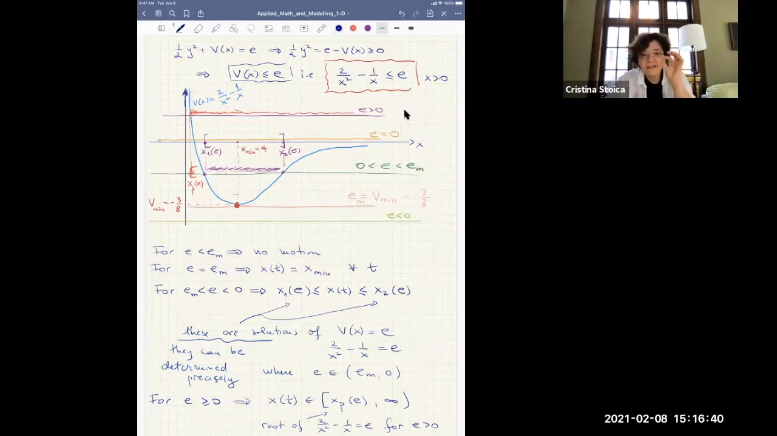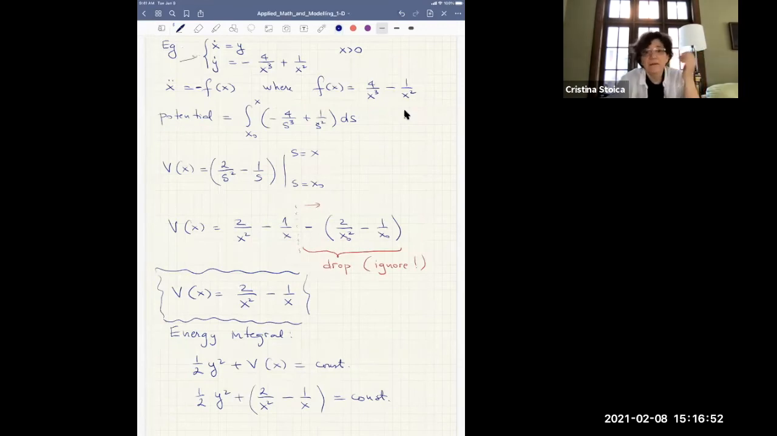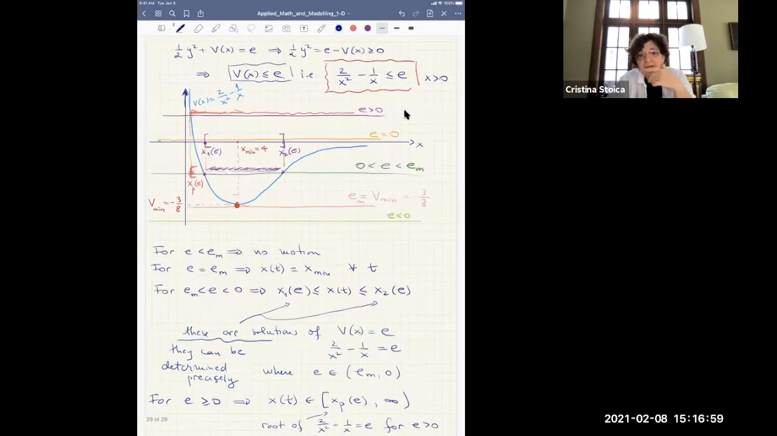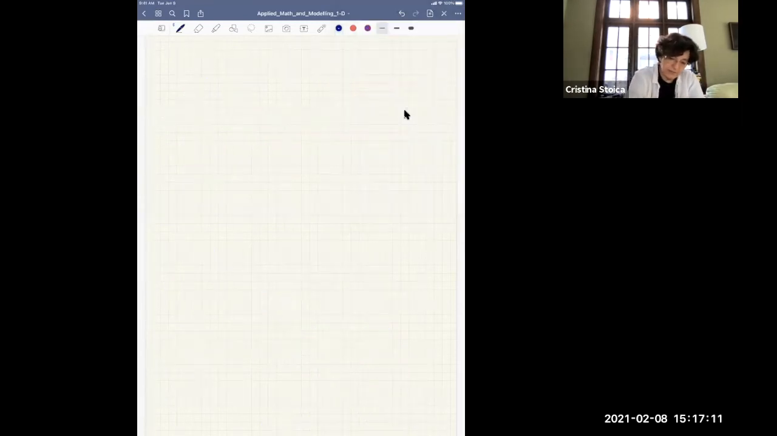I stress the fact that I deduced all this information without solving the equations. I don't even know how to solve this equation. Remember, the only thing I did was determine the potential, and the rest just follows. From this information, we can actually draw the phase space, either from the energy directly or from the potential directly. Let's see what I'm talking about here.